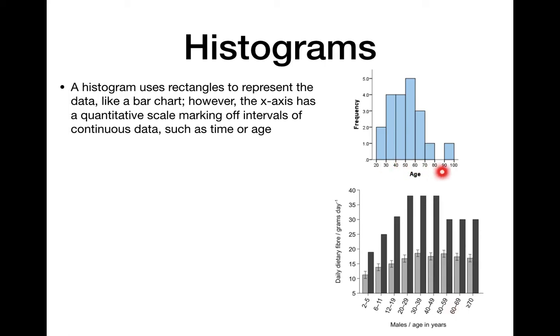So age is a good one, a very common one to use in histograms. You might see time, those kinds of things. Grades in school, something like that. It's going to be continuous over time. You'll notice here that there's no space, no gaps between the different histograms because it's showing it's continuous over time.